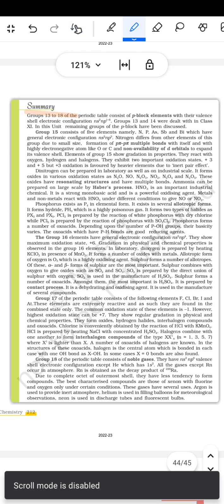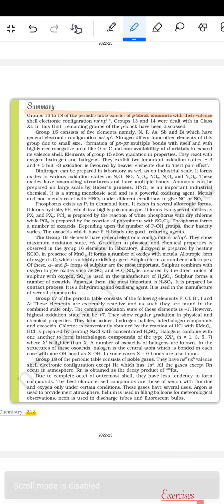Group 13 to 18 of the periodic table consists of the p block elements with their valence shell electronic configuration ns2 np1 to 6. Group 13 and 14 were dealt with in class 11. In this unit, the remaining groups of the p block have been discussed.